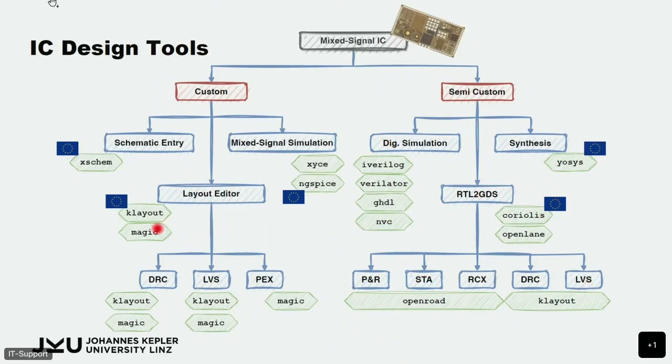Also, custom is pretty well served in the moment, I would say. So the schematic entry that we are using is Xschem. For simulation, we are using Xyce and GSpice. Most of our layout work is actually done in Magic. So I'm a strong advocate for having Magic support as well. So I think you know that already. But also KLayout, of course.